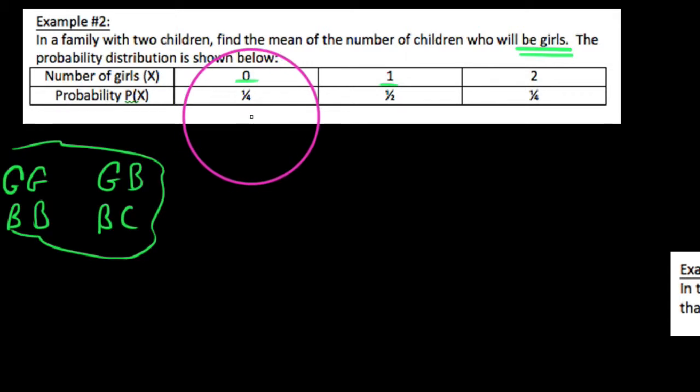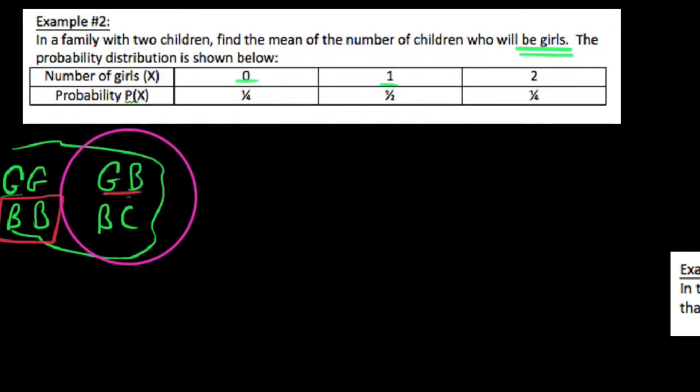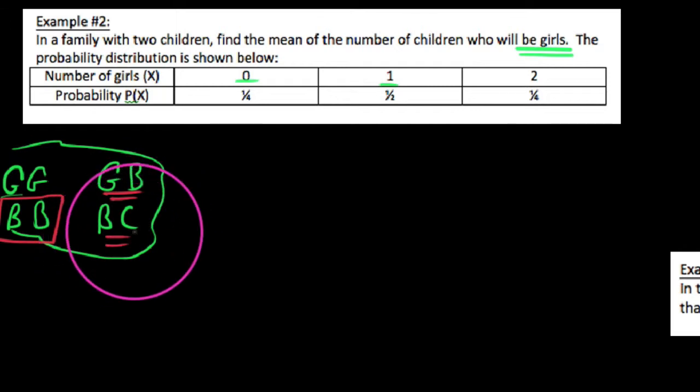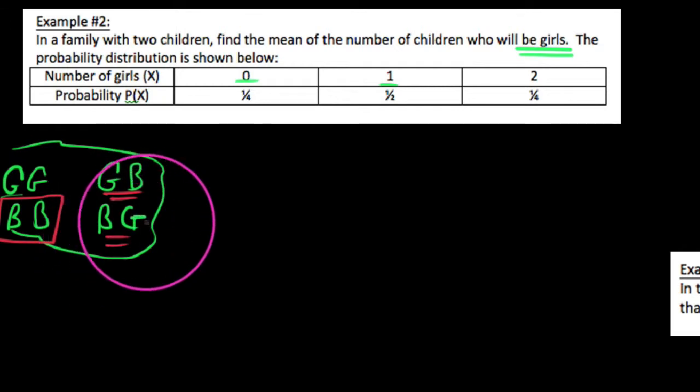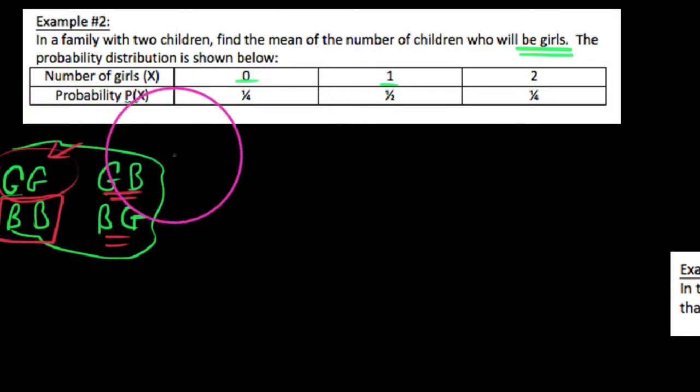In terms of their probabilities, the likelihood that I have no girls is just 1 out of 4. The likelihood that I get exactly 1 girl is 2 out of the 4 instances, so that's a half of the time. And the last 1/4 of our sample space is 2 girls. So if this is the case, we want to find the average.